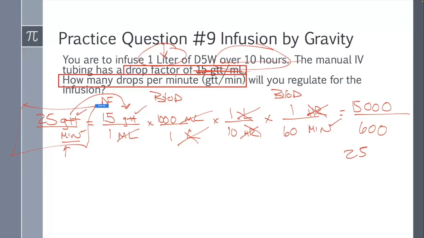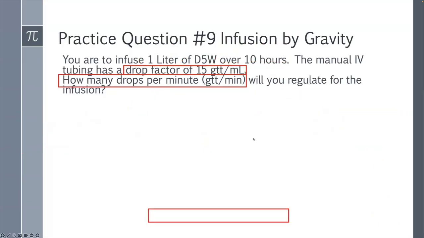And I say whole drops for a reason, because if this was 25.5, I can't have half of a drop, so then I would go to 26. If that would have been 25.4, then 4 or less, we let it rest. It still would have been 25. All right, on to the next.